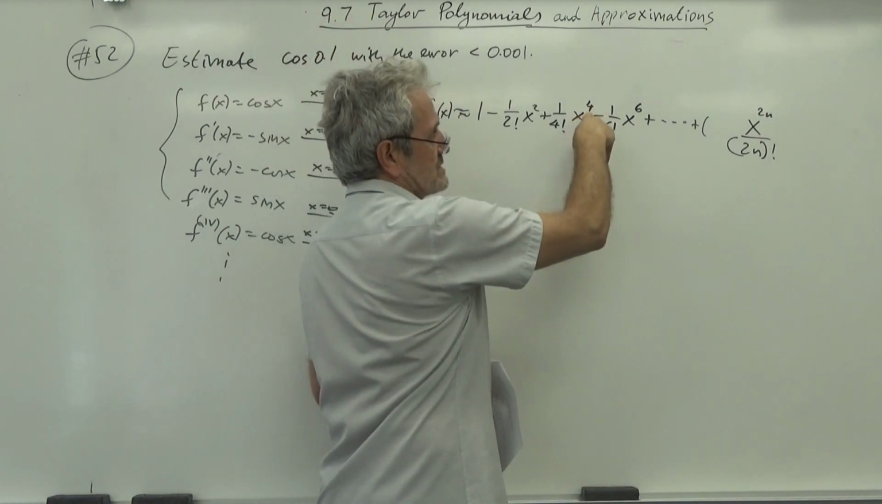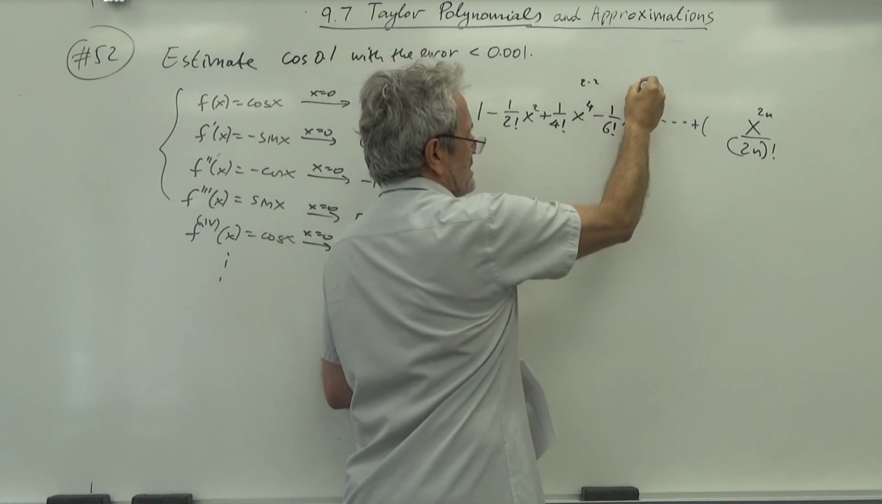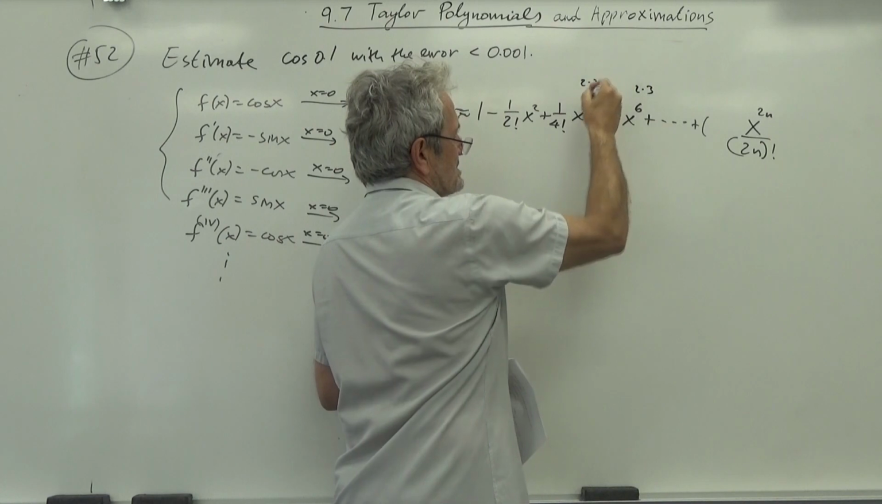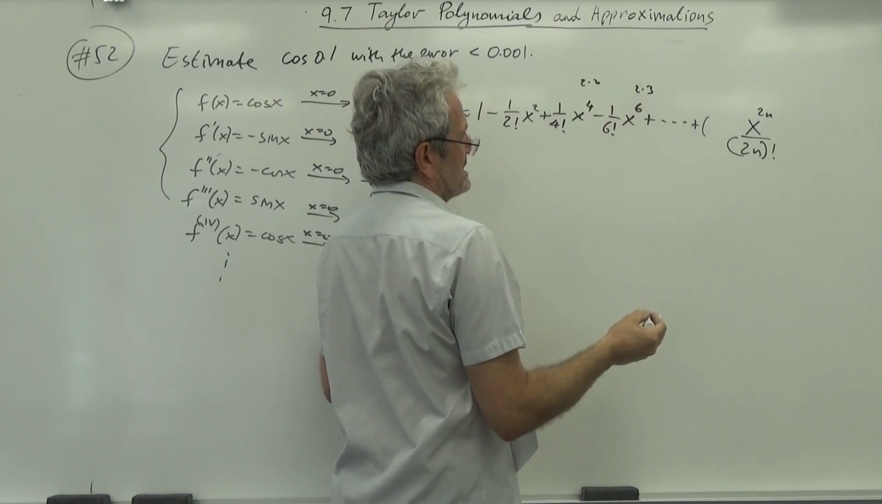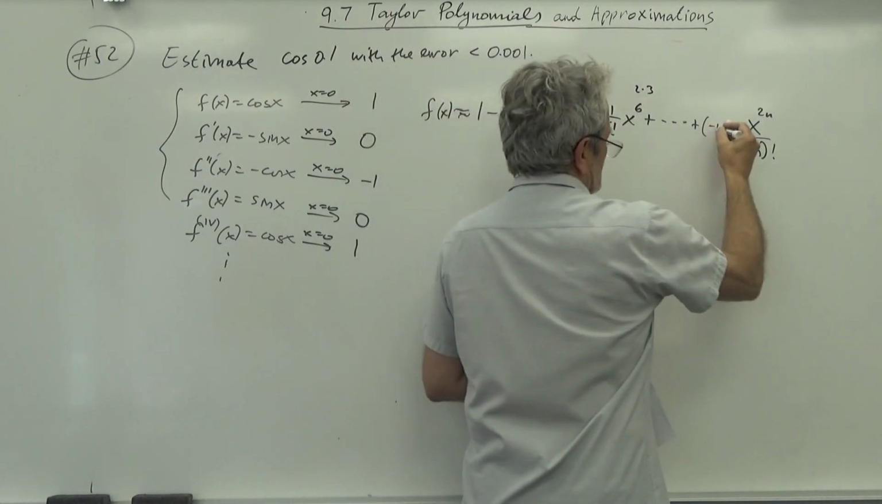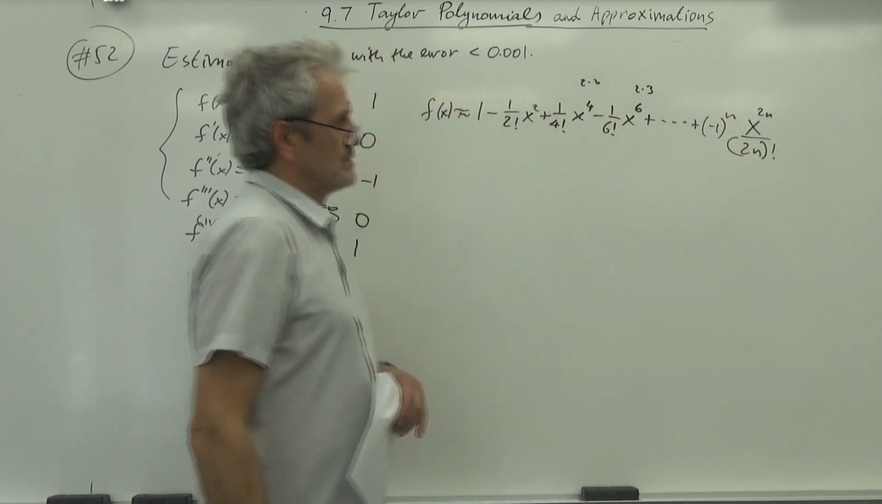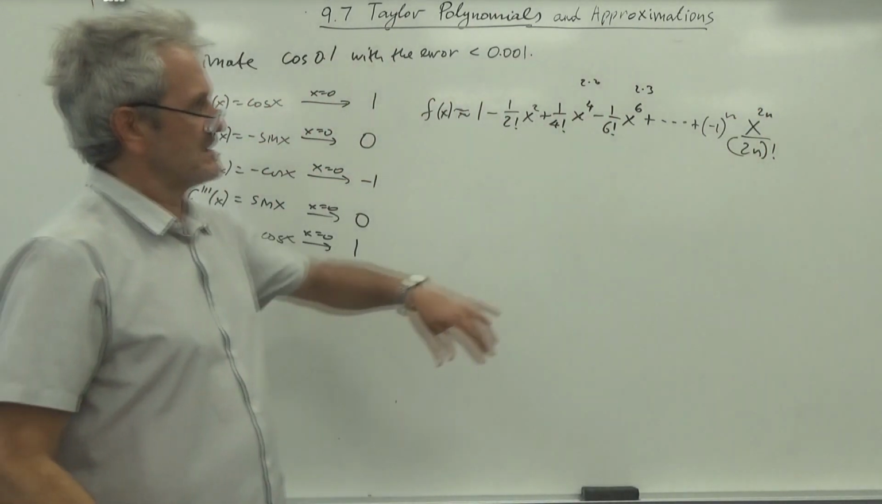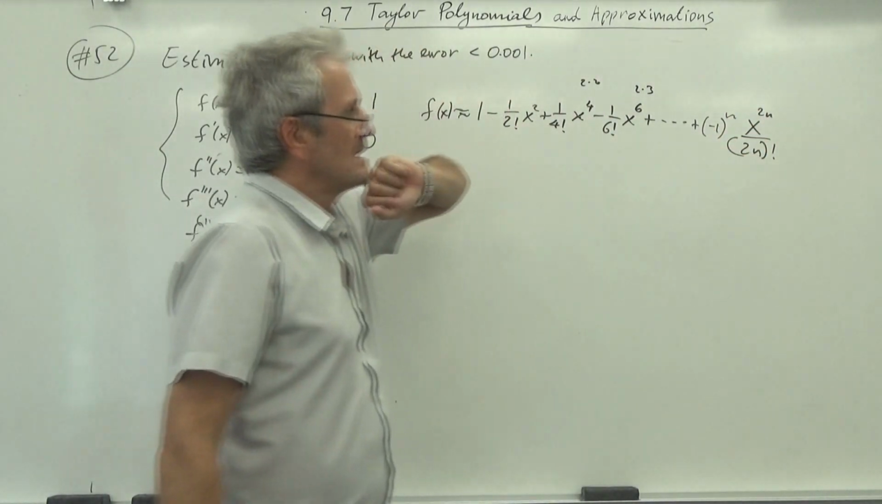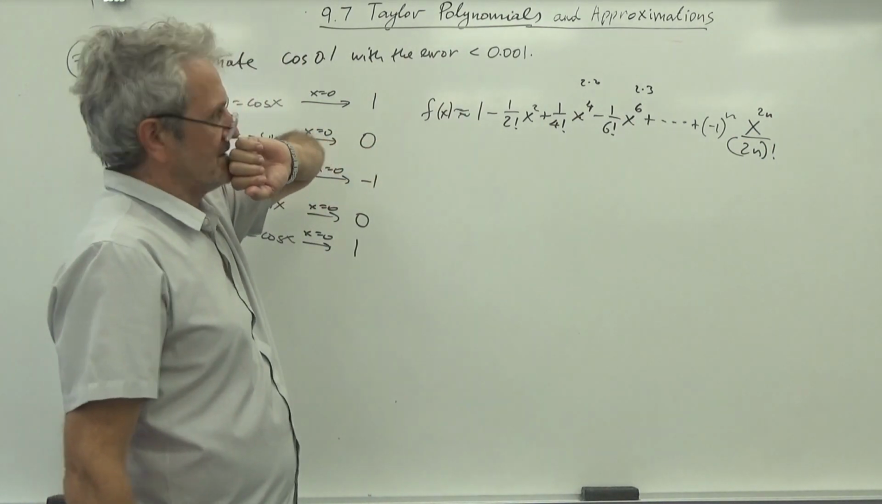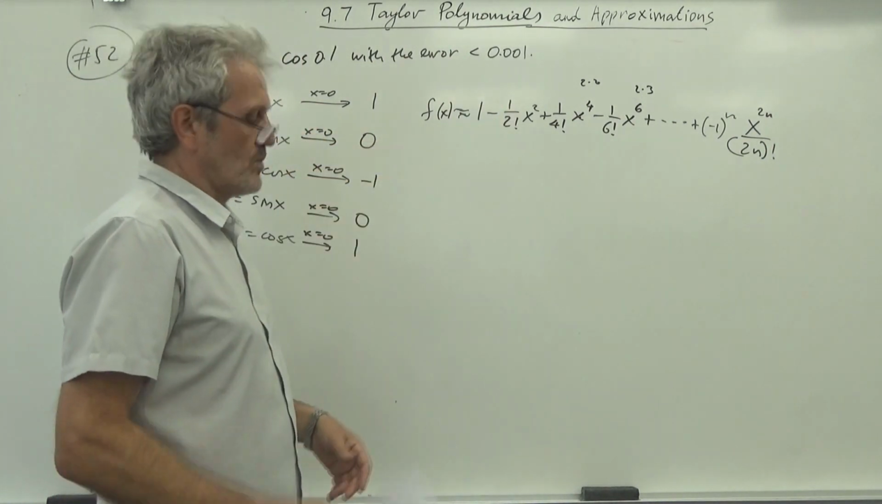If n is 2, it's plus. If it's 3, it's minus. So it's minus 1 to the n. So for example, you can test this. If n is 1, that will give you negative x squared, as it should be, and so on.